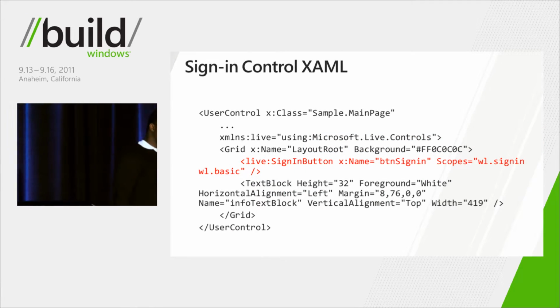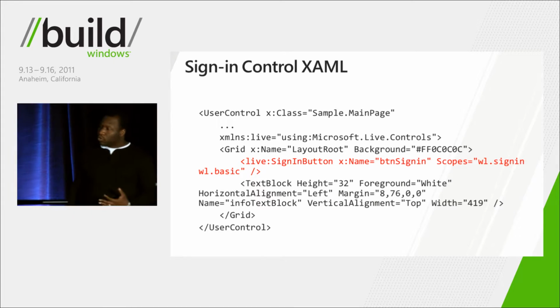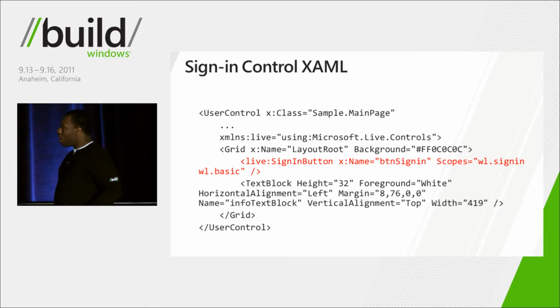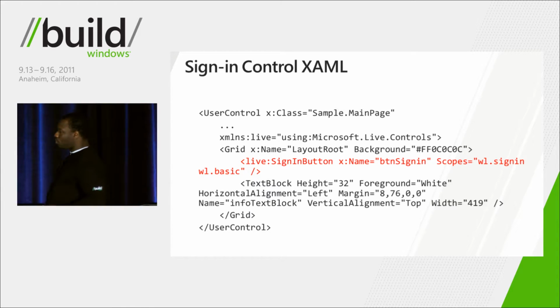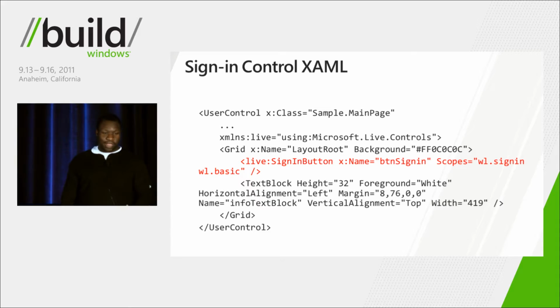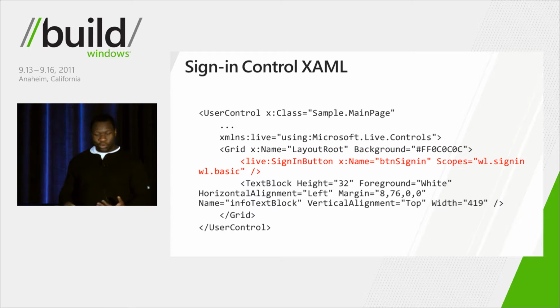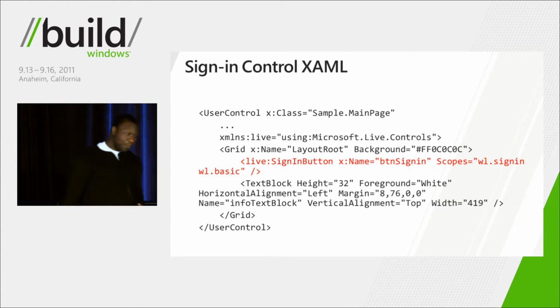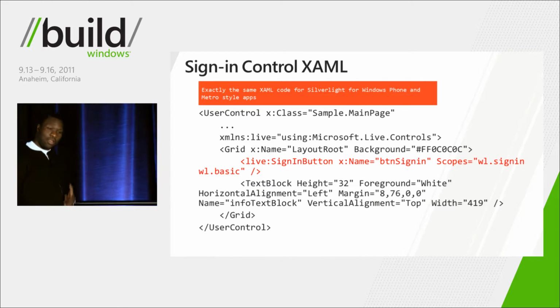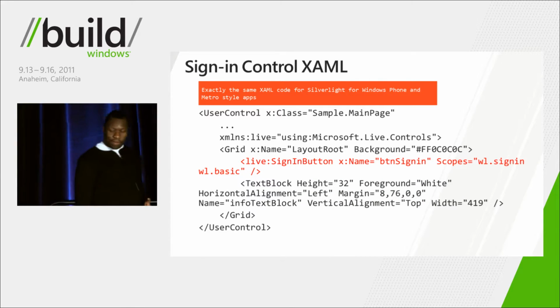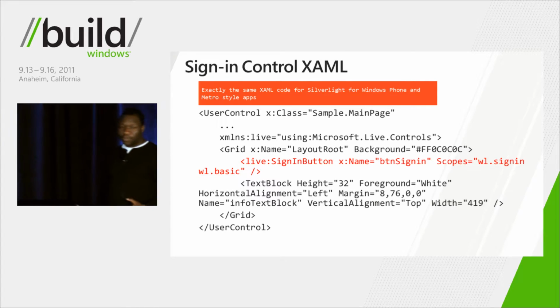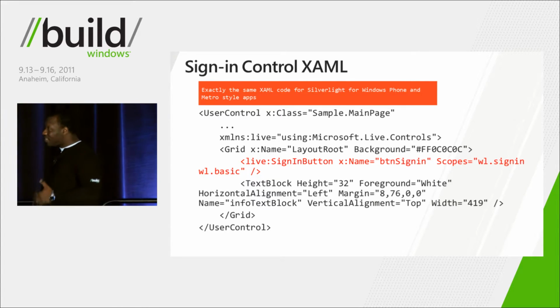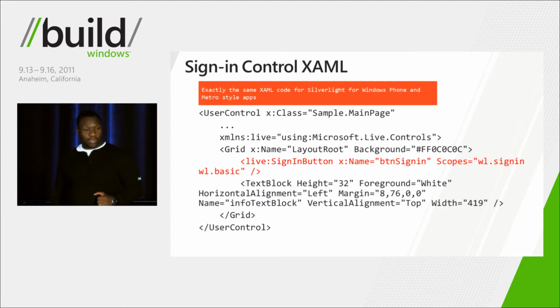So what if you're a XAML developer? We also have options for you. We have a sign-in control, which you can add to your XAML pages. It has the same concepts that we just talked about. There's a notion of scopes. You specify what scopes you want. The user interacts with it. You have an event handler, and you get a session object back when the event is successfully completed. And again, the same principle applies. The exact same XAML code you'd use when building a Silverlight application in Windows Phone is the exact same XAML you'd use in the Metro Style app when integrating these sign-in options.